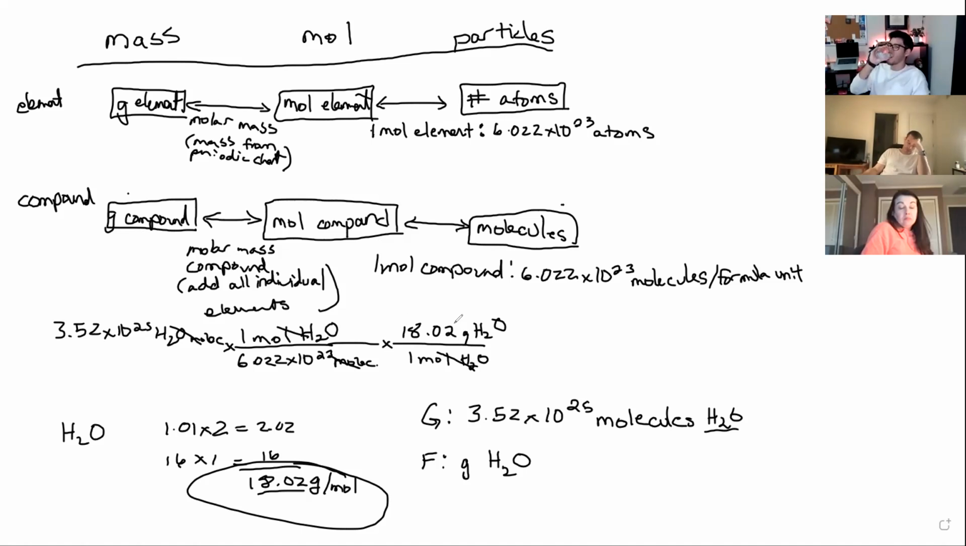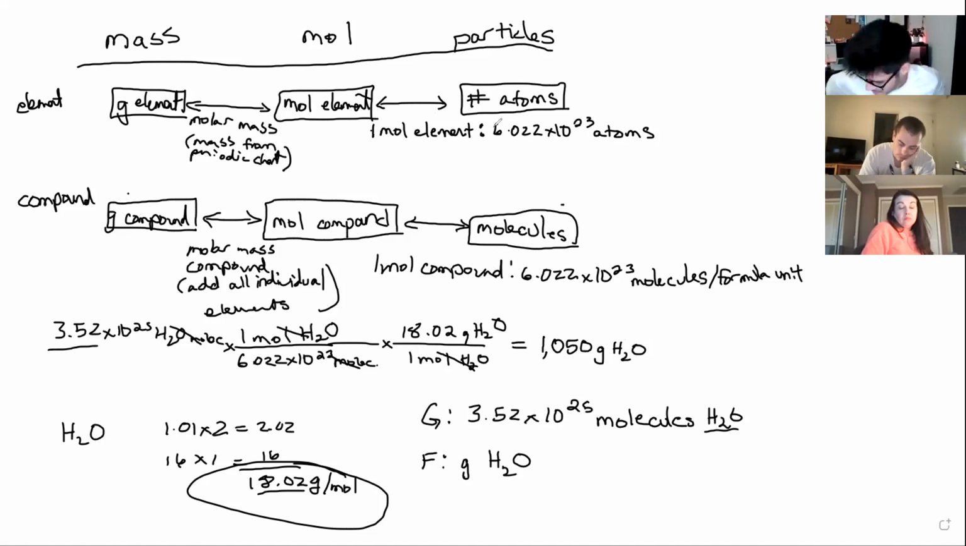58, yep. Okay, looks like I did it correctly. All right, so we've got 3 significant figures in the given information. So I'm going to round this to 1,050. And the unit on this is going to be grams of H2O. So I do really feel like this flow chart is helpful.